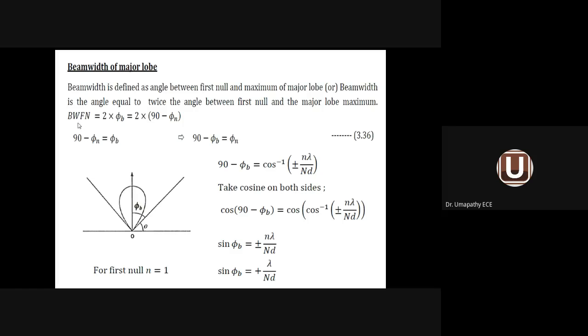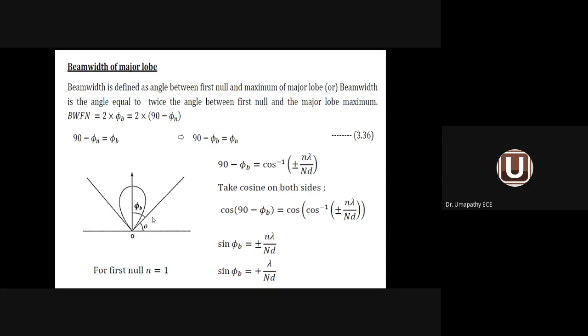But beam width between the first null means you have to calculate both the sides. I am doing only one side. So beam width between the first null means this angle. So BWFN equal to 2 into pi b. Pi b we are calculating, 2 into pi b. So what is pi b? Pi b means 90 minus pi n, because pi b plus pi n put together is 90 degrees.